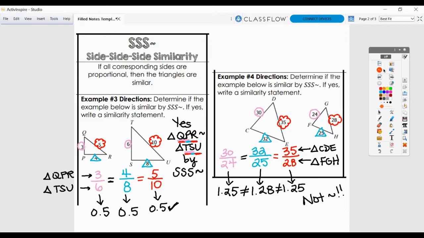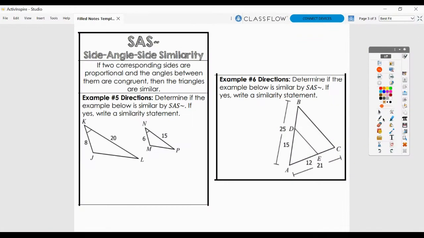Now we're moving on to the last similarity shortcut we have today. The last of the three triangle similarity shortcuts is side angle side similarity. This happens if two corresponding sides are proportional and the angles between them are congruent, then the triangles are similar.